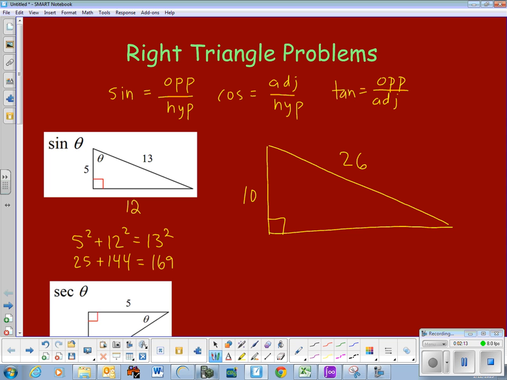But anyway, back to my original point. If I doubled the size of my side lengths, and I made this theta still, it's the Greek letter theta, which is usually used for angle, the sine of theta is the same. It's just the ratio. Because opposite over hypotenuse, which is 12 over 13, is equal to 24 over 26.